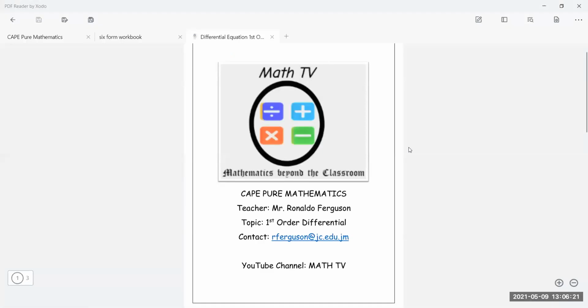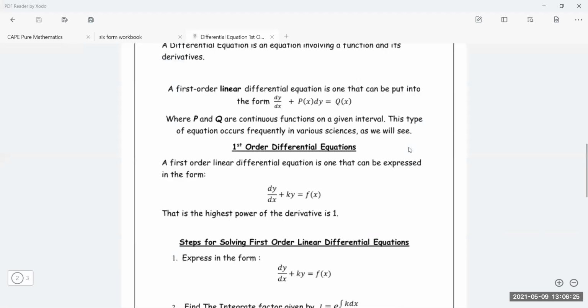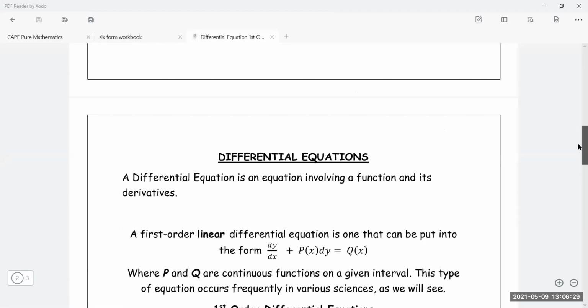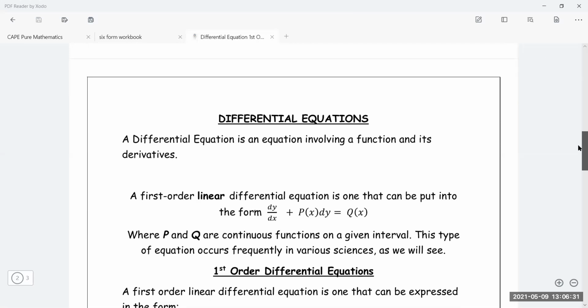So you're wondering, how do I know which one is which? Well, let's start talking about first order linear differential equations. If it's a first order linear differential equation, it's going to take a particular form. Let's look at that form.